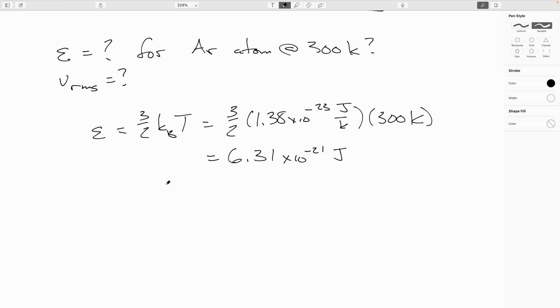All right. Now, how about getting our RMS speed? Well, the average thermal energy will be 1/2 m v_RMS squared. So v_RMS squared is going to be 2 times the thermal energy of a molecule that we just found over its mass. Or v_RMS is the square root of that.